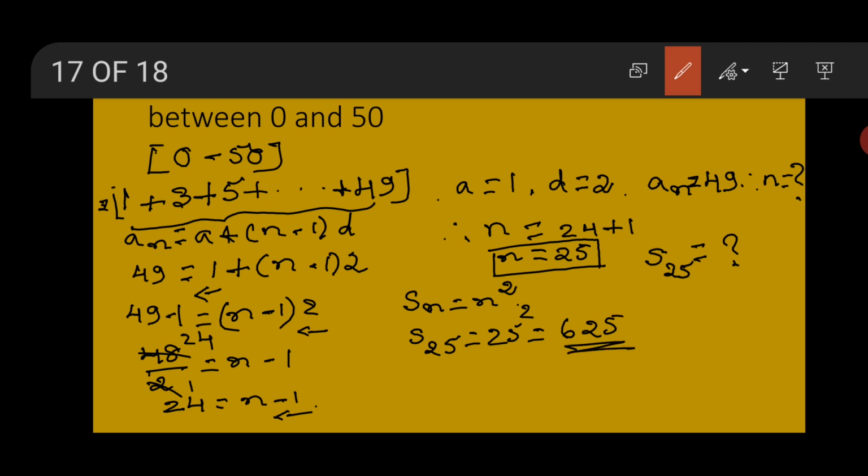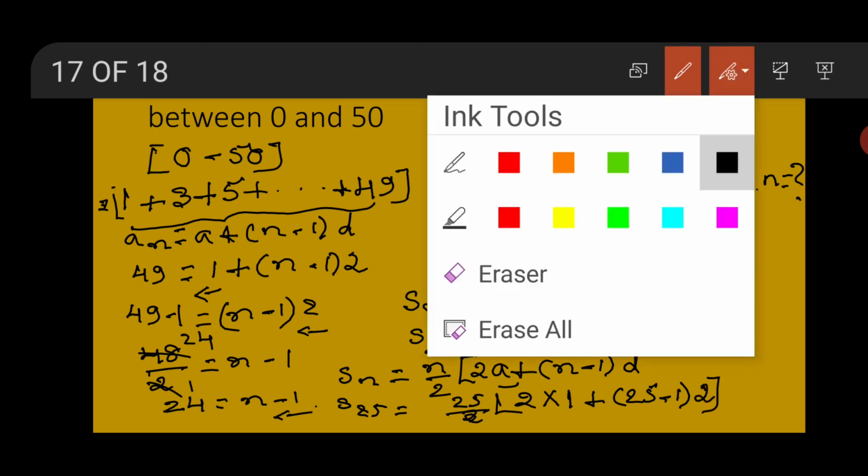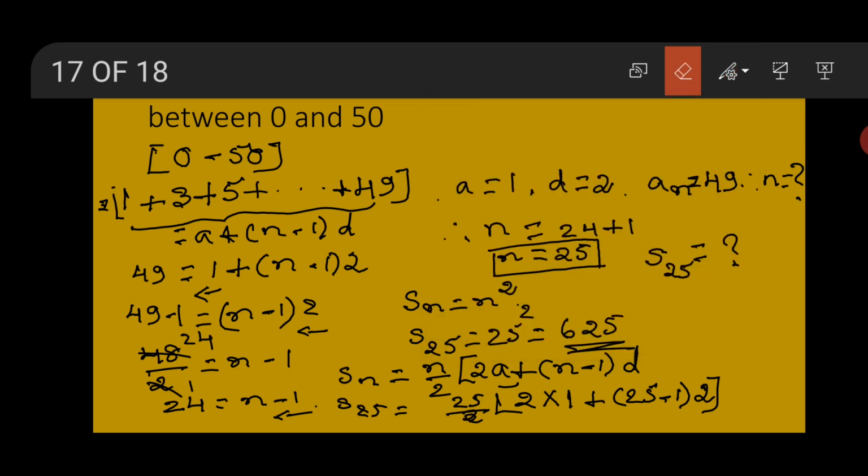Or try to solve the same using this formula also. Sn is equal to n by 2 into 2a plus n minus 1 into d. Here S25 is equal to n, 25, divided by 2 into value of a is 1 plus n value is 25 minus 1 into value of d is what? D is 2. Now on simplification, what do you get?